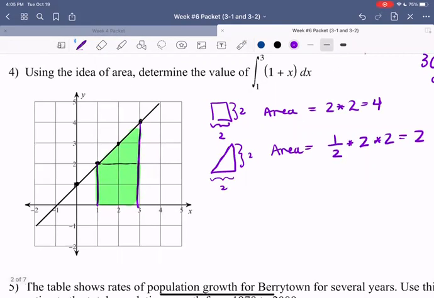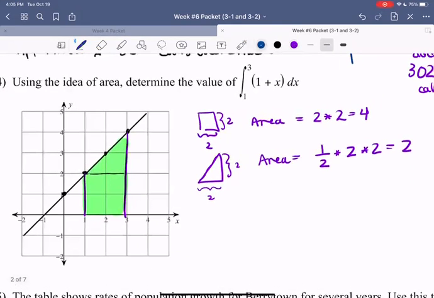So then in total, we know that the integral from 1 to 3 of 1 plus x dx is equal to the sum of the square and the triangle. The square is 4. The triangle is 2. So in total, we have an area of 6.